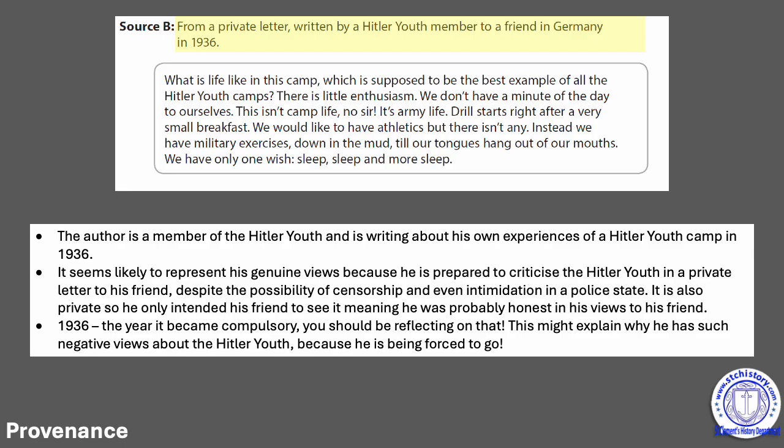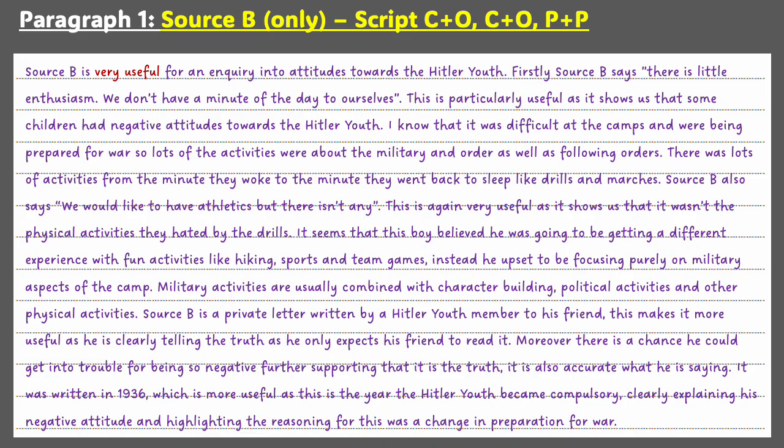Okay. So source B is very useful. I've started it by making that red so you can see I have made my judgment. Very useful. You could say extremely useful, particularly useful, whatever you want, but it's always useful. So always start with source B is useful. And then, of course, as we keep saying in this video, using the words of the question for an inquiry into attitudes towards the Hitler Youth.